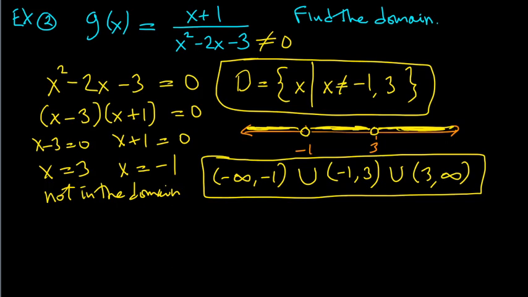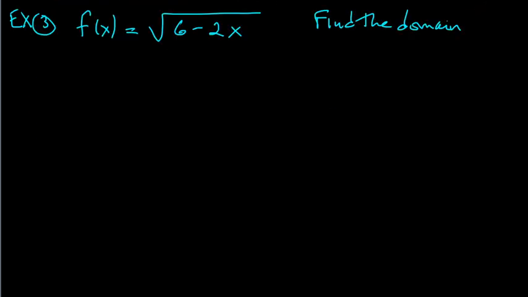Okay. So also make sure you remember what happens when you have a square root. Right. Suppose we have f of x equals the square root of 6 minus 2x. We want to find the domain.